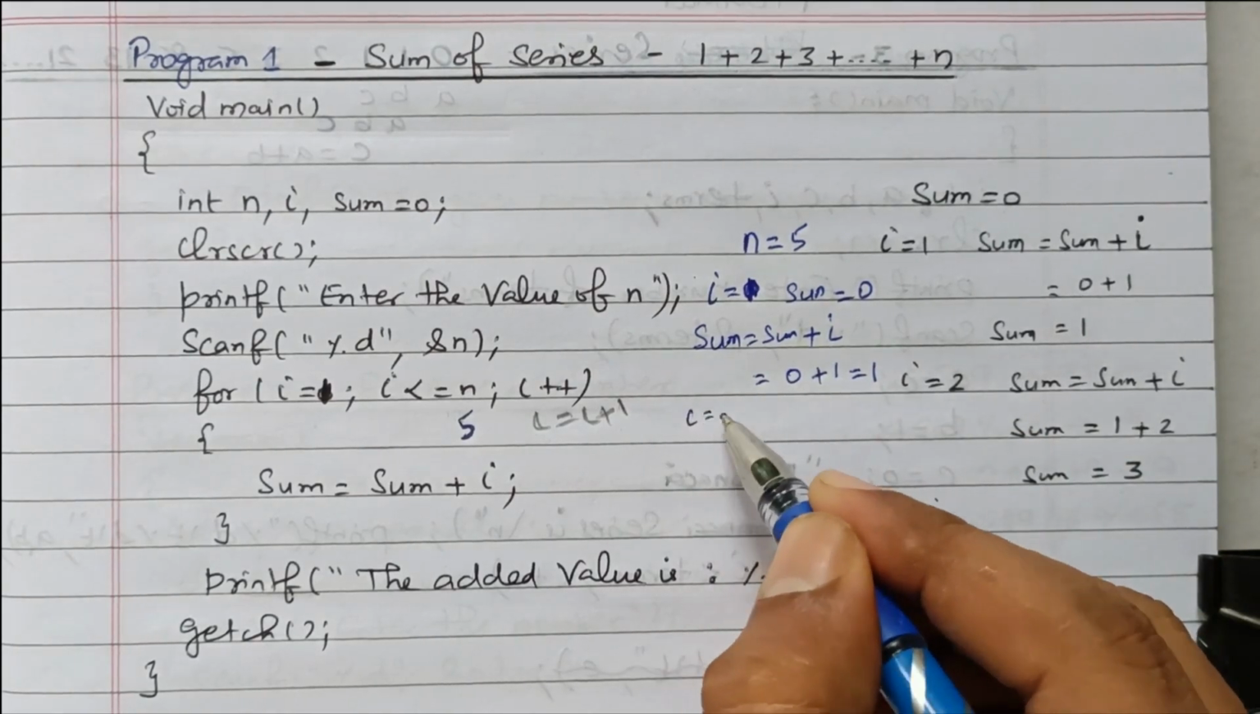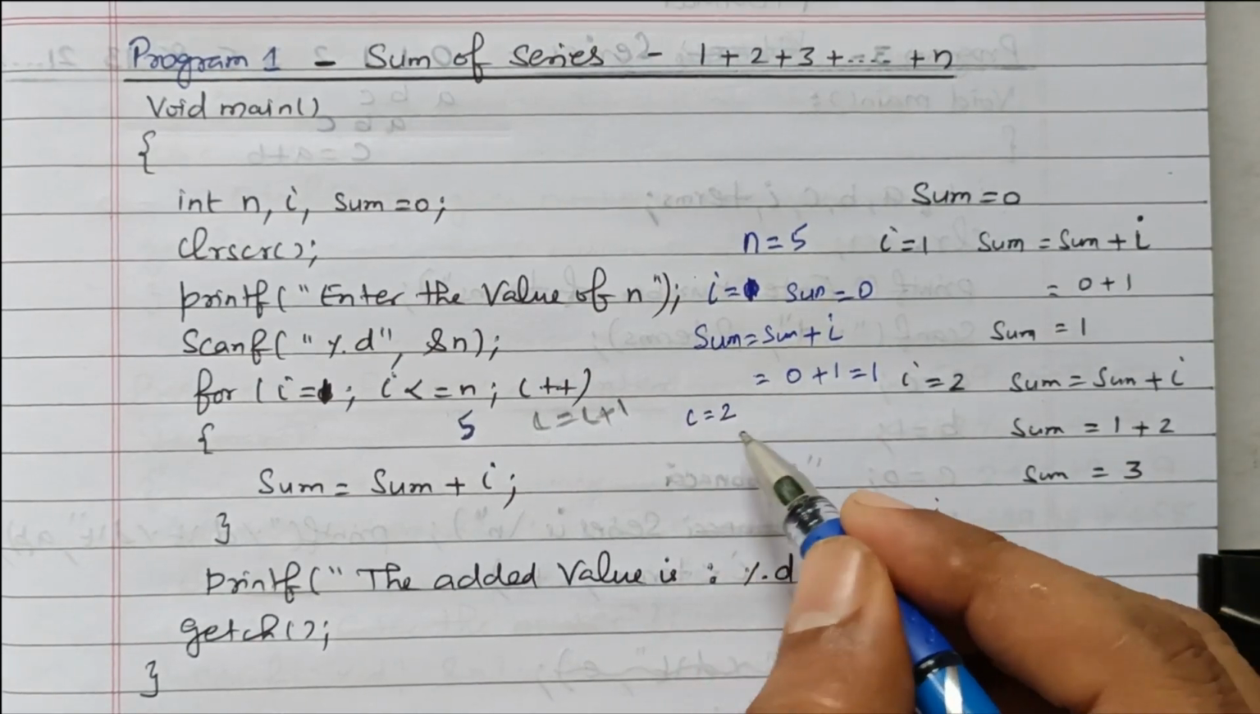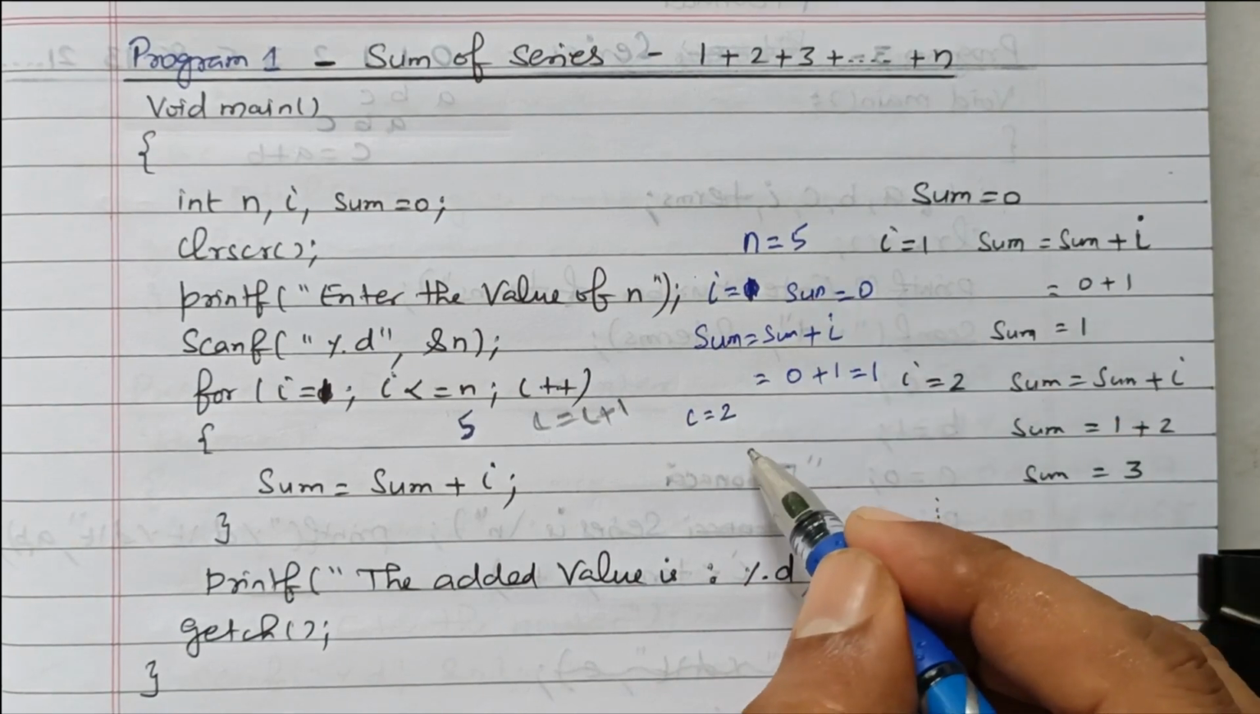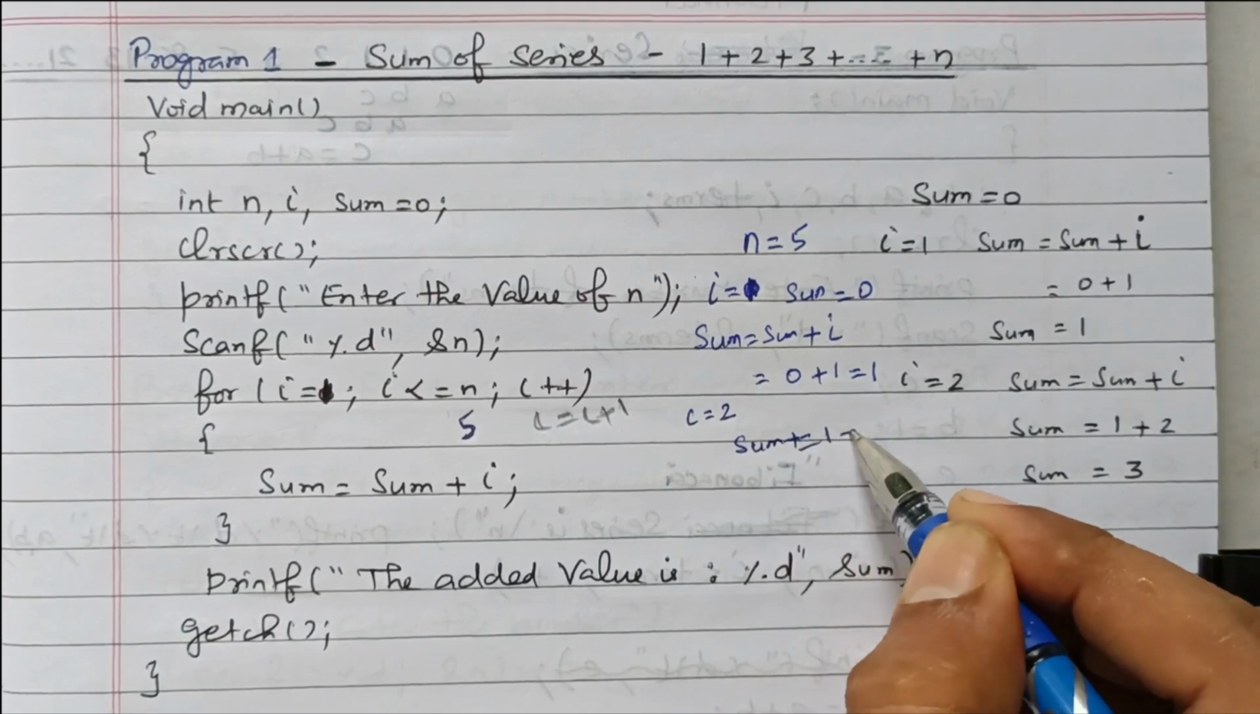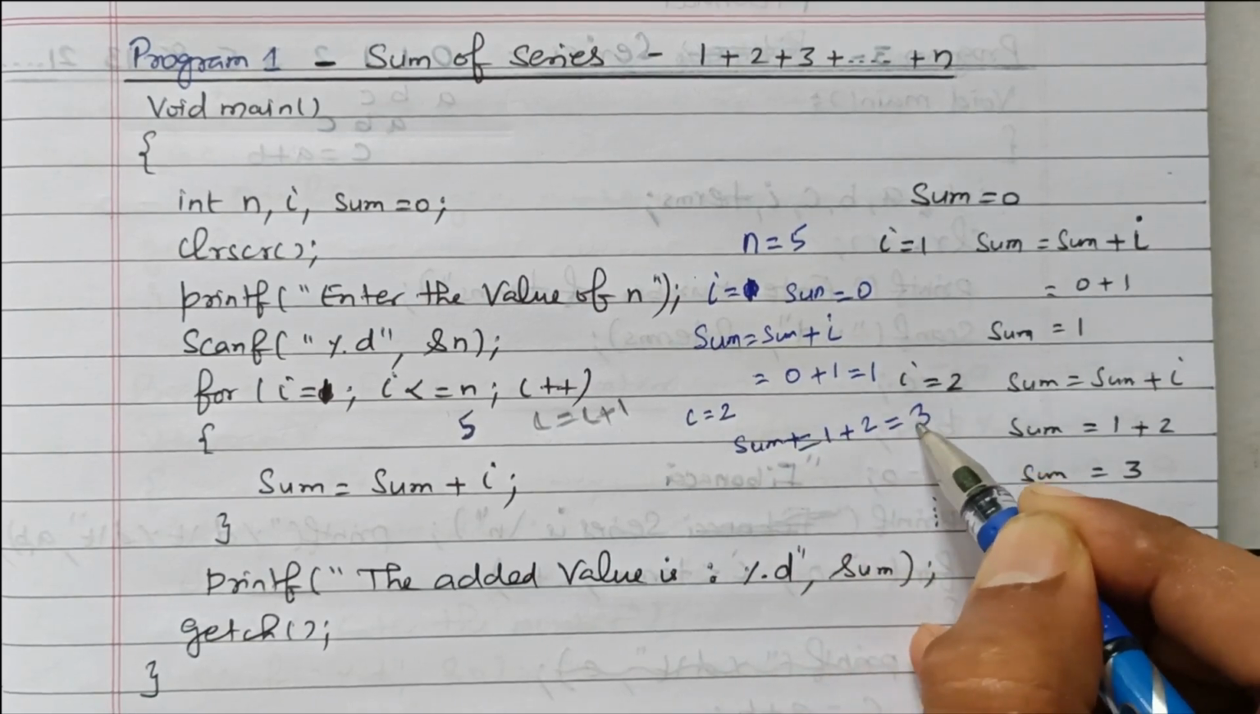Now I equal to 2. So this condition is satisfied. So that sum equal to sum plus I. So the sum value is now 1. So 1 plus 2, it becomes 3.